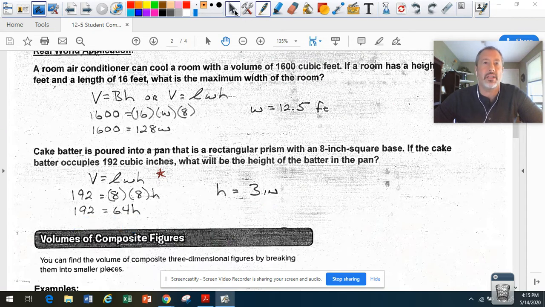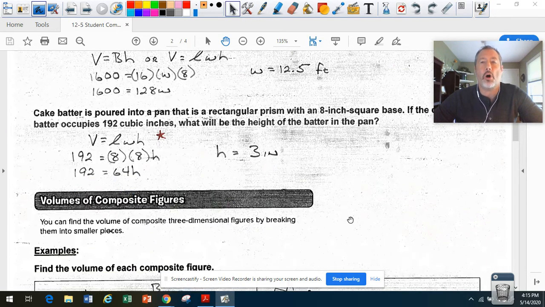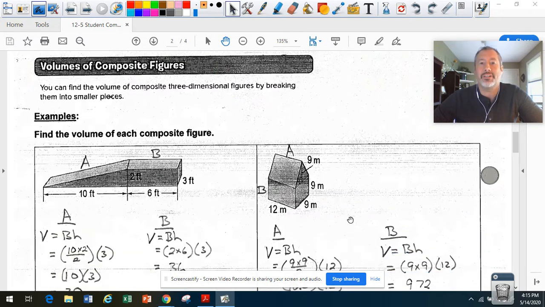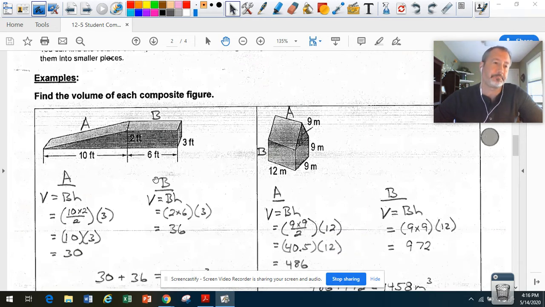Okay, let's look here at the next one. Now we're dealing with composite figures. That means this is a mixture of several different types of prisms. Okay, so if we take a look here, in A we have a triangular prism, and in B we have a rectangular prism. Once we find the volume of A and the volume of B, we're going to add them together. So let's see what we have here.